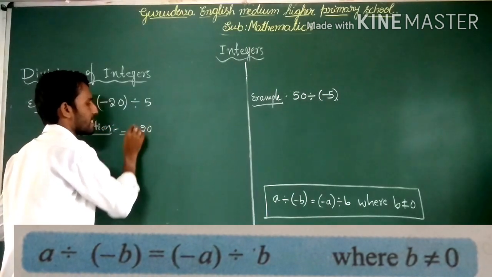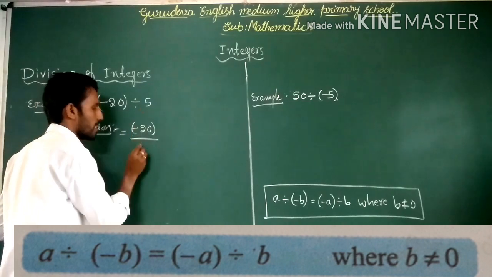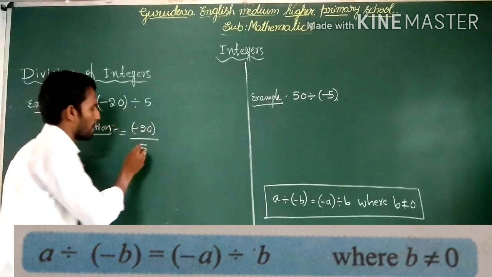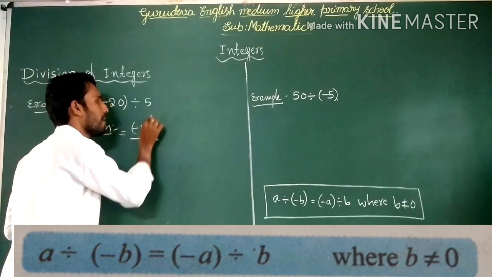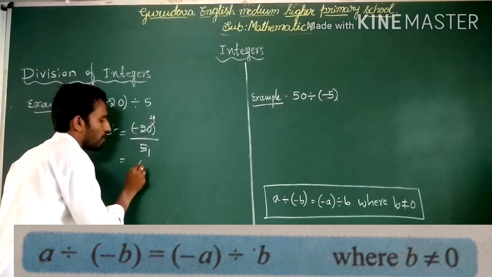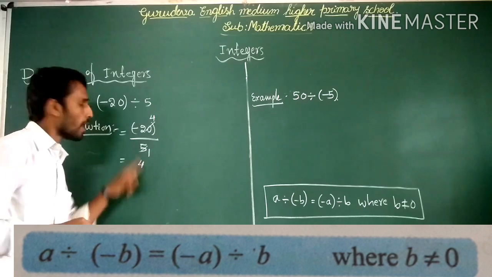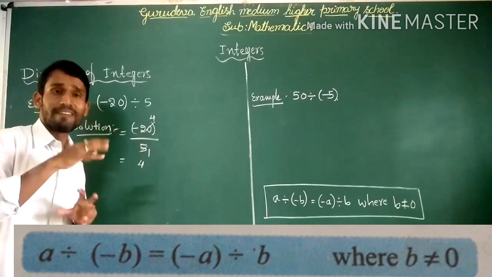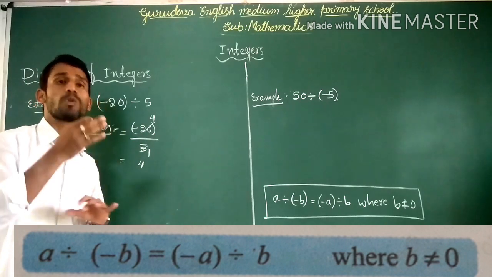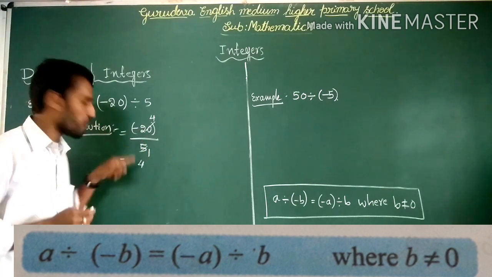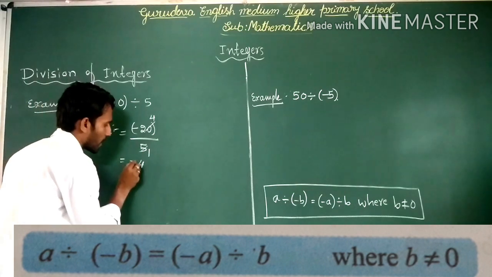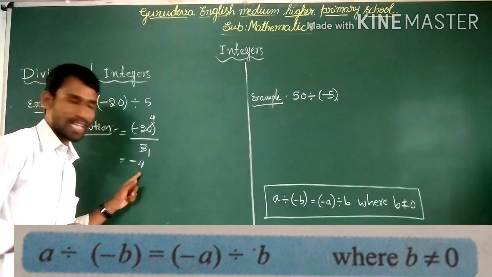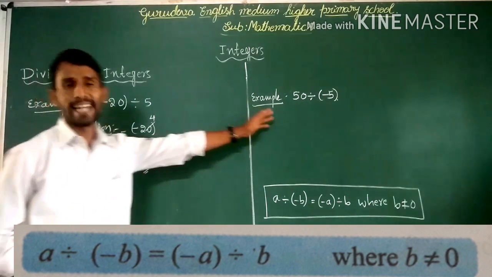Solution. Minus 20 is a negative integer, 5 is a positive integer. I am first dividing the whole numbers. 5 ones are 5, 5 fours are 20. We got the quotient 4. One is negative and one is positive, so after dividing the whole numbers, we have to put a negative sign before the quotient. Now you observe the second example.